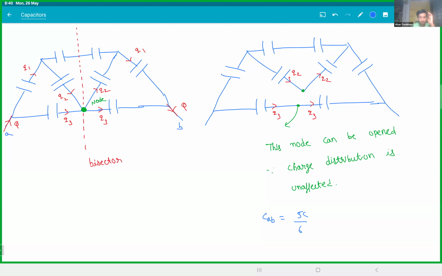Sir, could you explain once again what was the exact reasoning why we can just assume everything is symmetric? You're only saying, is it not symmetric?